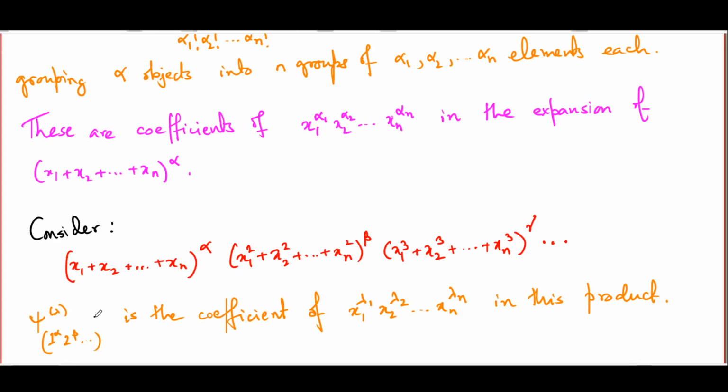Note that if x1 comes with a power of alpha 1 from this term, and the corresponding power here is beta 1, but not of x1 but of x1 square, and you have a power gamma 1 here, that is a power of 3 gamma 1 for x1. So ultimately, when you put them all together, you end up with the condition that alpha 1 plus 2 beta 1 plus 3 gamma 1 added up all together gives you lambda 1. And a similar thing can be stated about x2's powers, x3's powers, and so on.